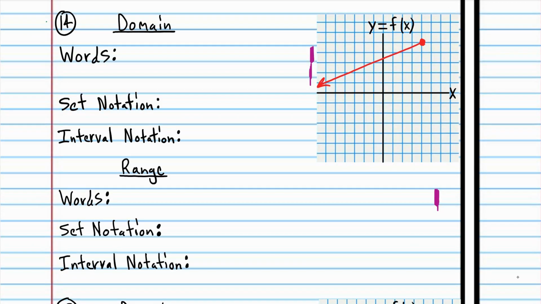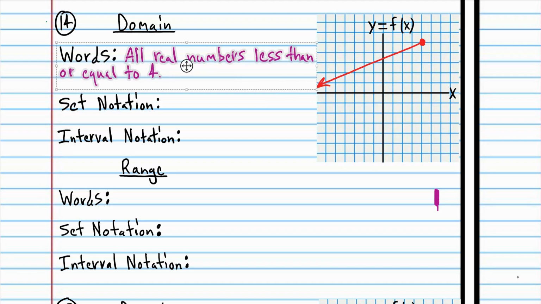All right, we're back. The domain of that function represented by the graph is all real numbers less than or equal to 4. It's the set of all x values such that x is less than or equal to 4. In interval notation, we need a parenthesis, negative infinity, comma, 4 with a bracket. So if you got that one right, good job.